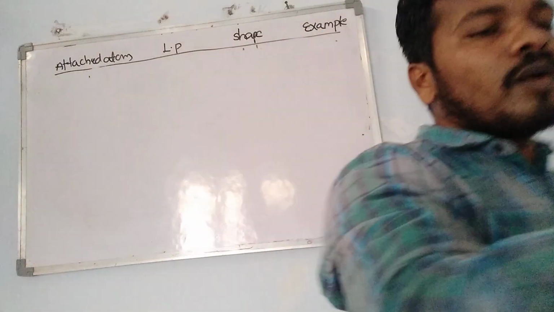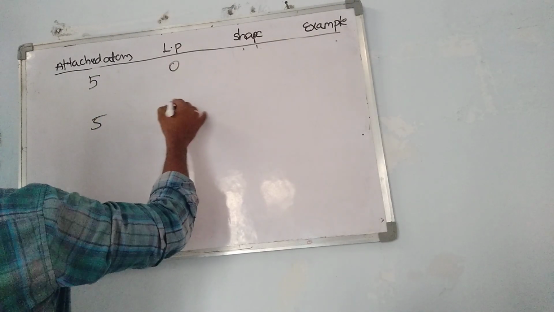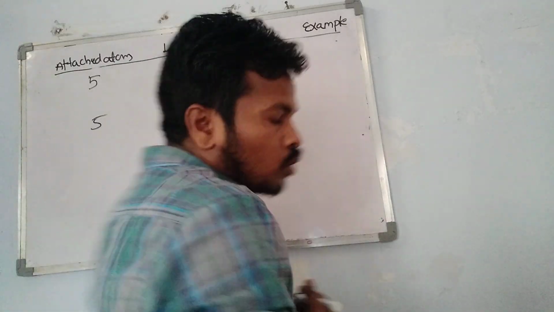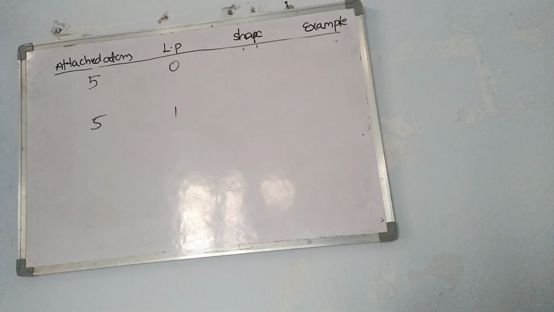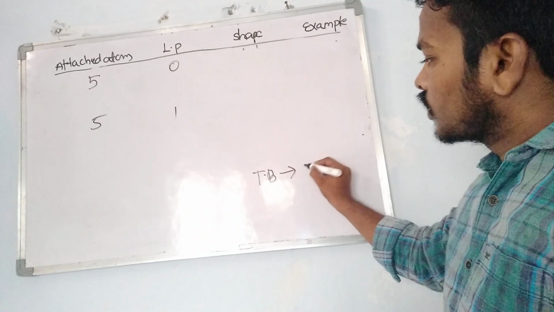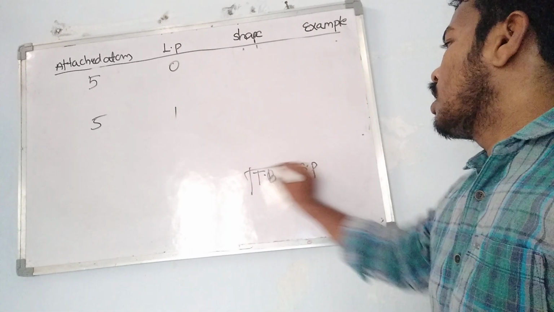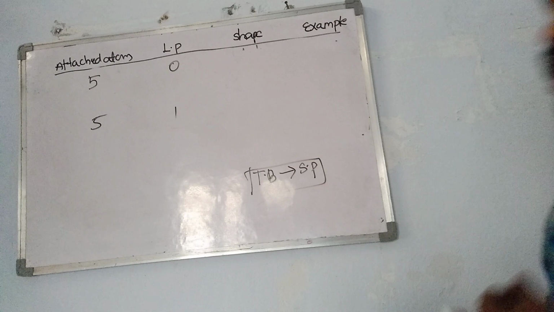Next one is where the central atom is attached with 5. So here, just repeat 5 twice. Lone pair is 0, lone pair is 1. So here, how to remember when the central atom is attached with 5? Just remember this one: TBSP. You can remember TBSP easily.